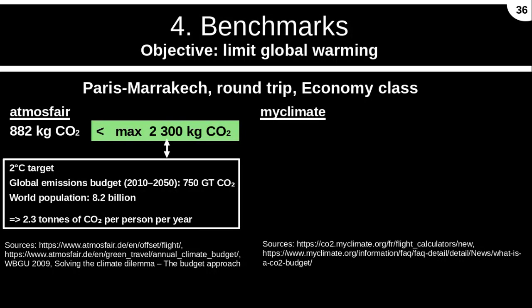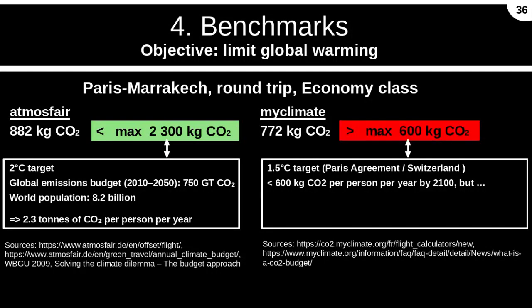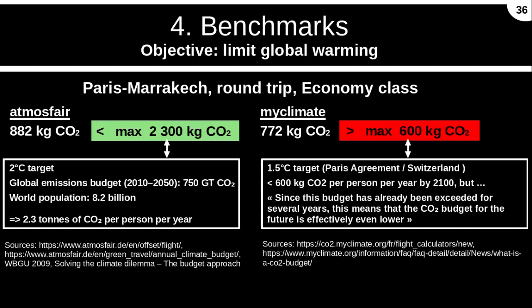Using the My Climate calculator, the carbon footprint of the flight is 772 kilograms of CO2, not far from the atmosphere value. Is this climate compatible? According to the Paris Agreement for Switzerland, the warming limit is 1.5 degrees Celsius. It turns into an annual individual budget of 600 kilograms of CO2, so the impact of the flight is over the climate limit. Additionally, the annual individual budget is now lower than those 600 kilograms of CO2 because it has been exceeded for many years. Of course, different assumptions produce different conclusions.